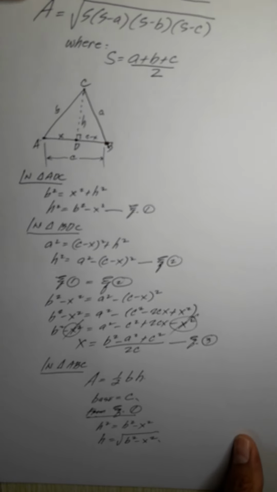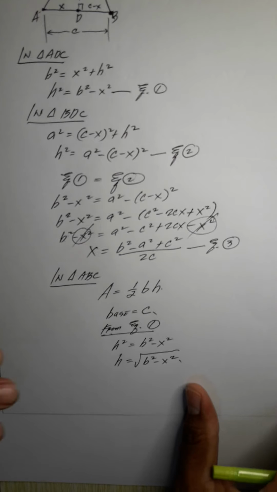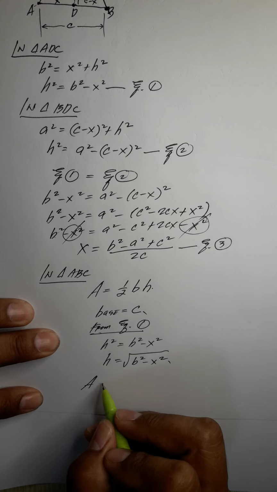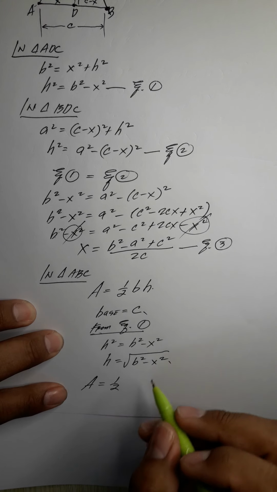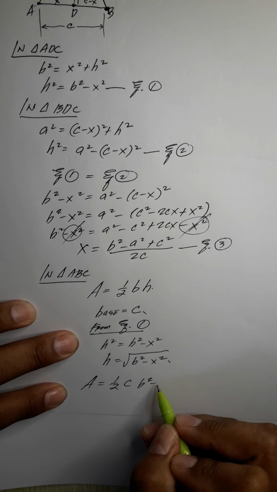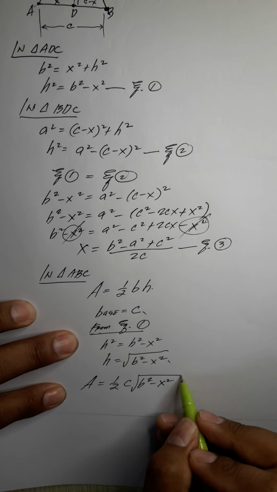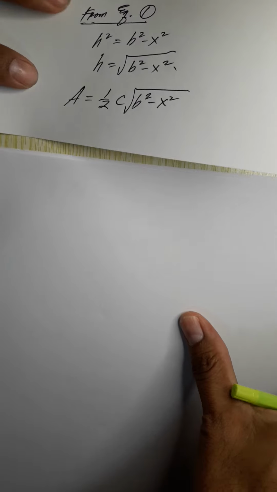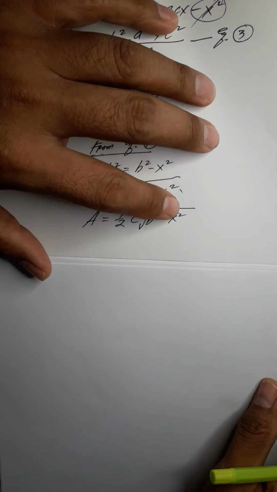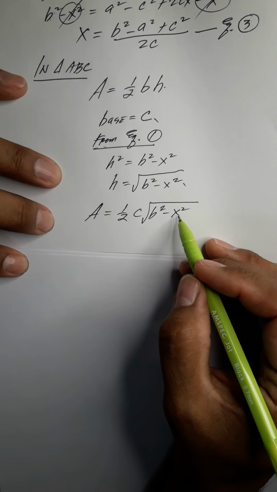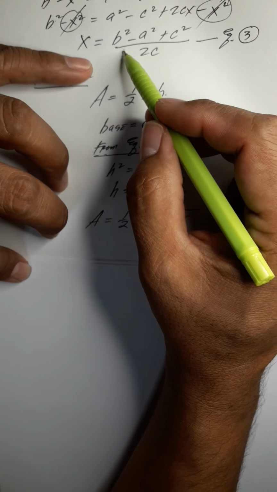So our equation will be 1/2 c times the square root of b squared minus x squared. Okay, so we continue. Then we substitute the value of x here. So our x is this one.